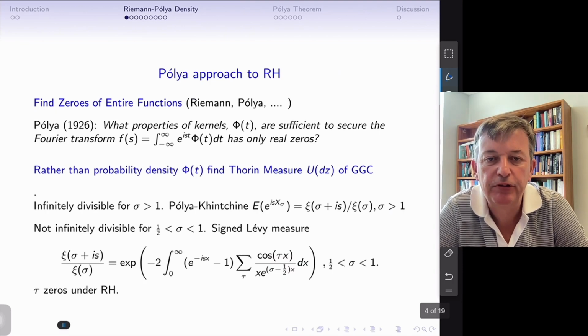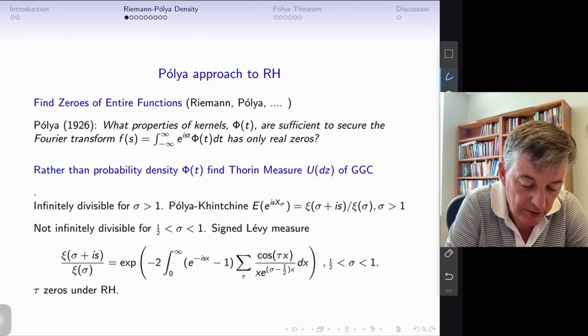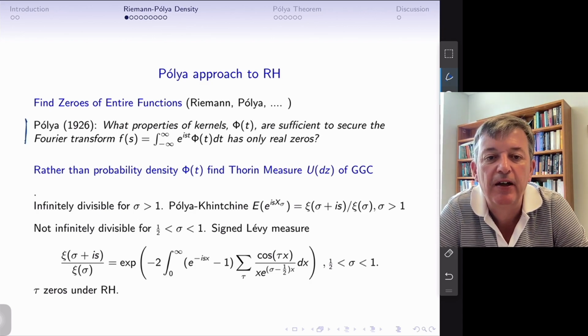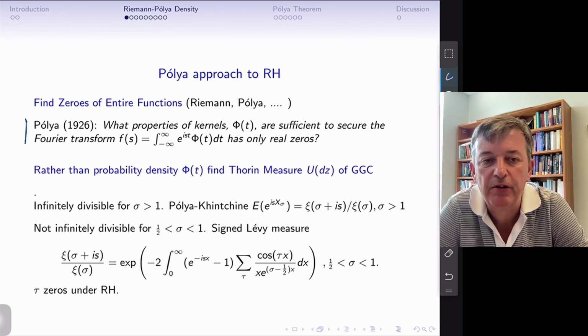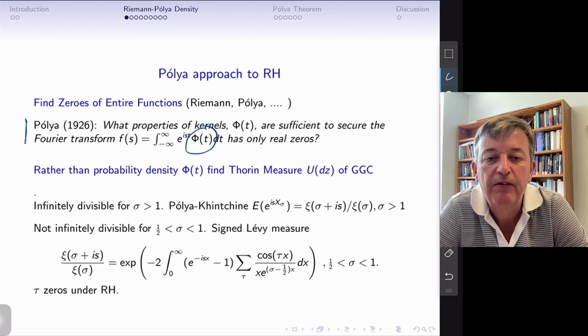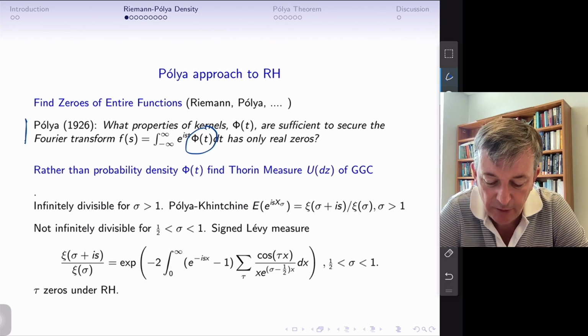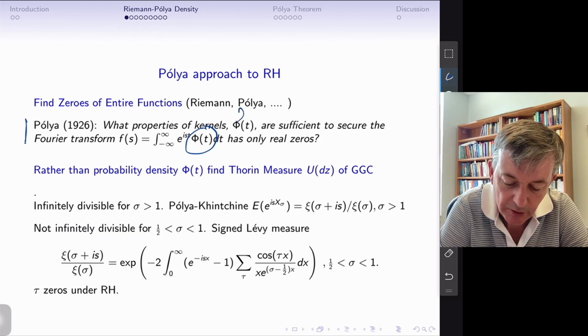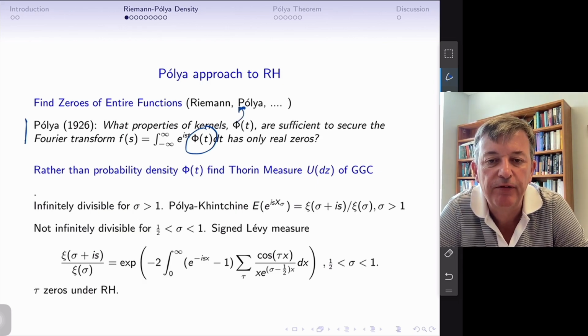So what was Polya's approach to the Riemann hypothesis, essentially in the 1920s? Polya started a research paradigm that talks about finding real zeros of Fourier transforms. So give me a Fourier transform f of s with some underlying density phi of t. What properties of phi ensure that this only has real zeros? And so that's Polya's approach to the Riemann hypothesis. I'm going to call phi the Riemann-Polya density. So we're going to talk about properties of phi.